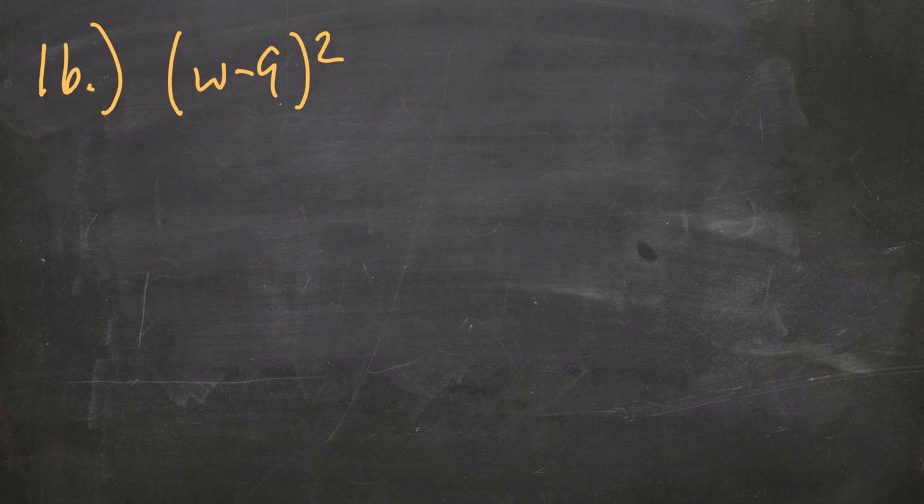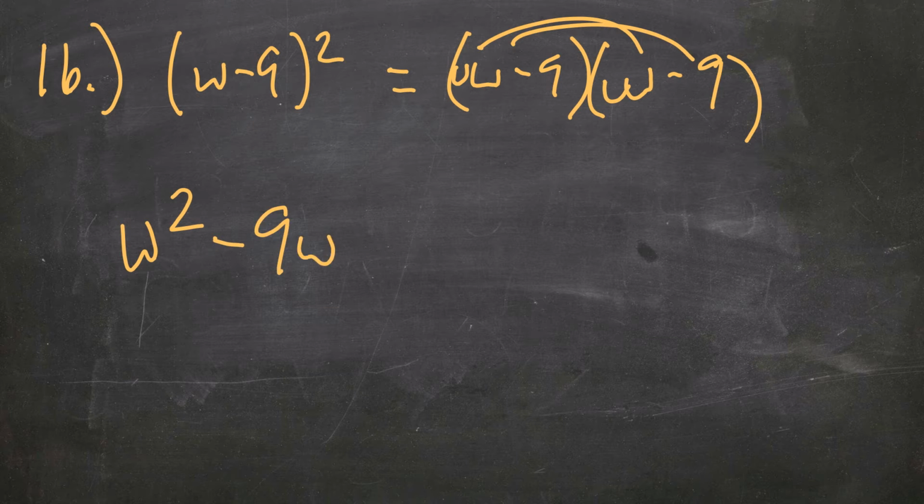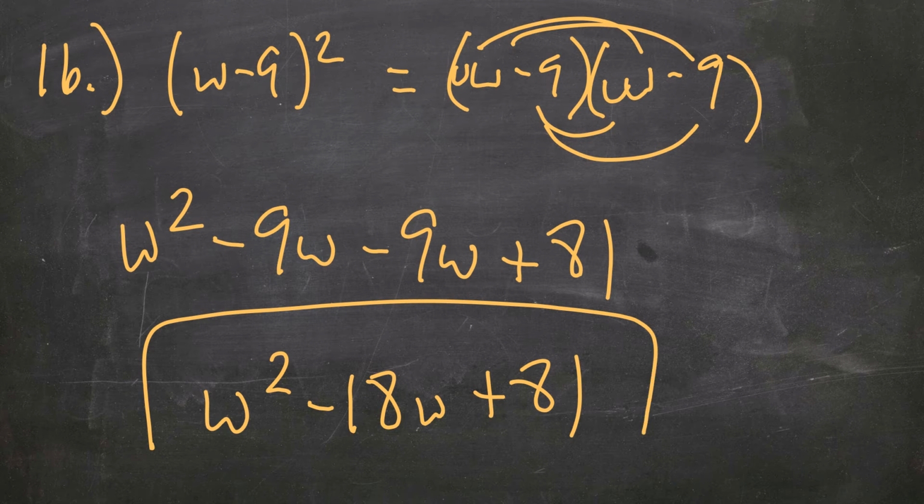You can write it as w minus 9 squared. Now remember, that just means you have to write it twice and use the distributive property. So w times w is w squared. W times negative 9 is minus 9w. Minus 9 and w is minus 9w. Minus 9 and minus 9 is plus 81. Together we end up with w squared minus 18w plus 81. That's your final answer.